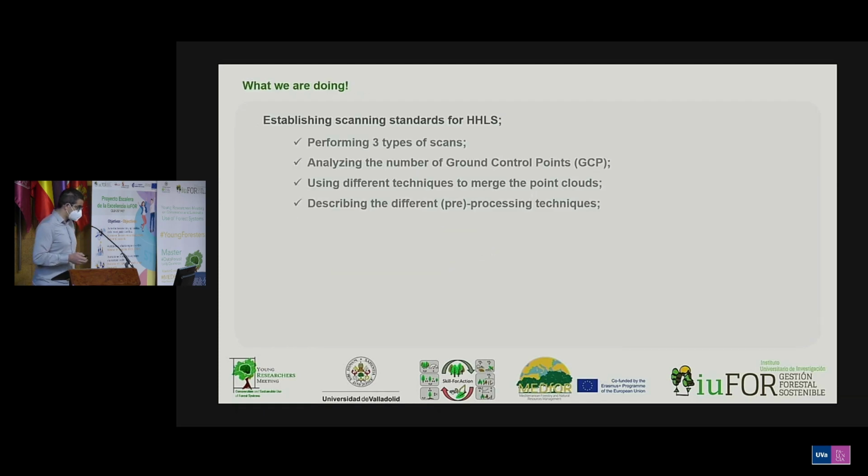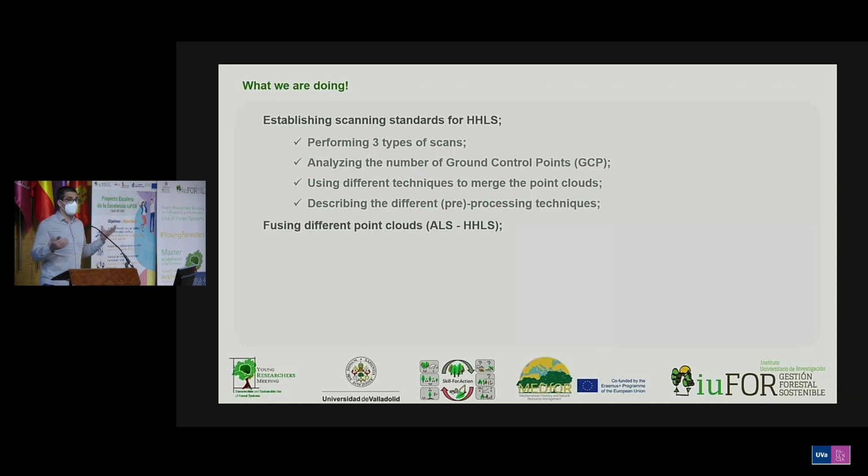Nowadays, what we are doing is performing 3 different scans in an area, using different numbers of control points to georeference this point cloud. We don't have a paper telling how many points we should use, so we can take more, we can take less. We are trying different ways to get these results. And merging the points is, so far, the biggest challenge here. And describing the techniques for processing this data.